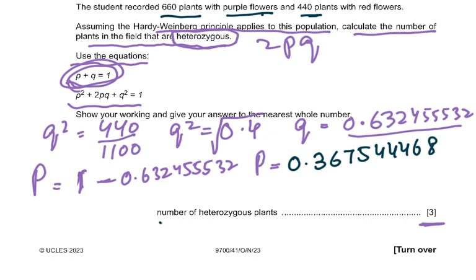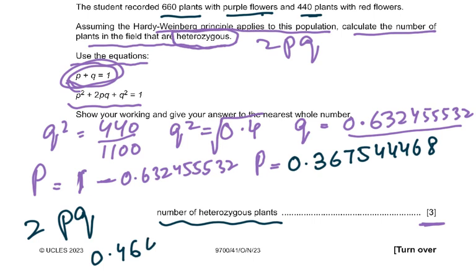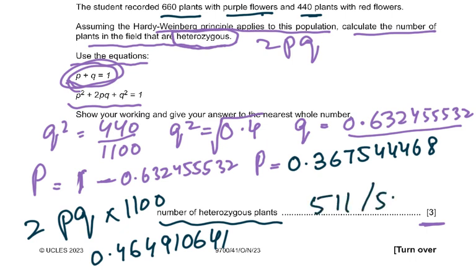So then what are we to find out? The number of heterozygous plants. So we need to figure out what is 2pq. Now 2pq is 0.464910641. Well, what have we to find this of? Of 1100. So then 2pq into 1100, and this will come to 511, or you could have said 512.